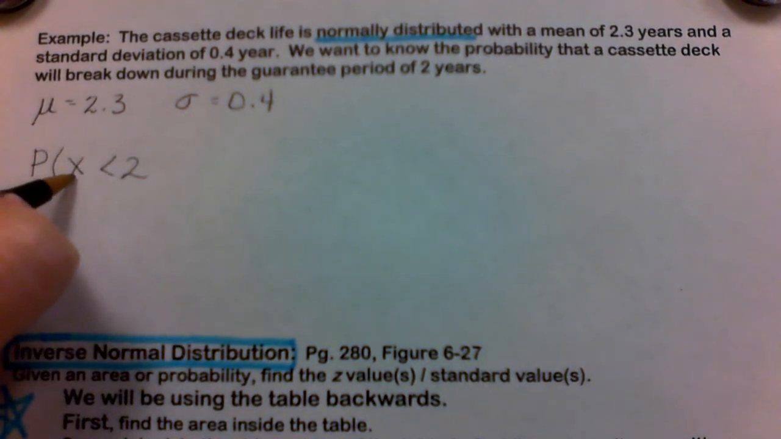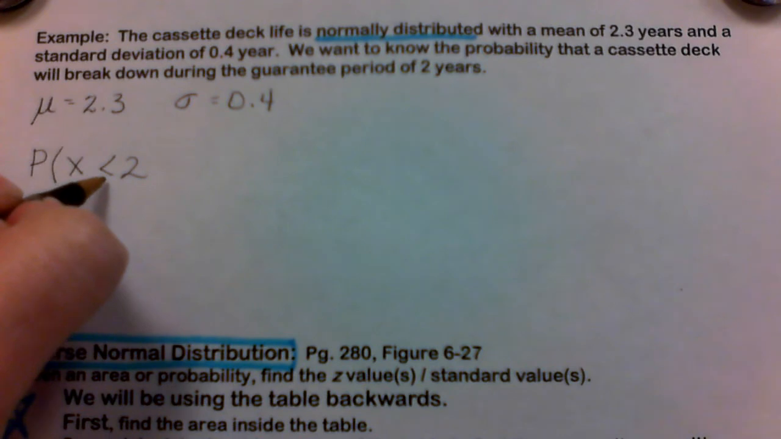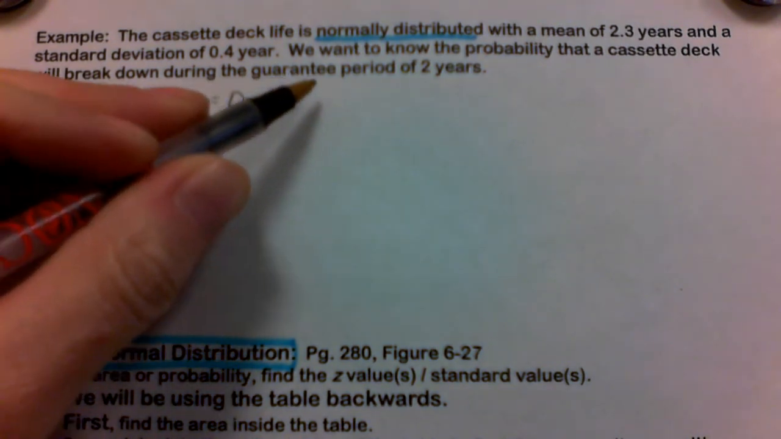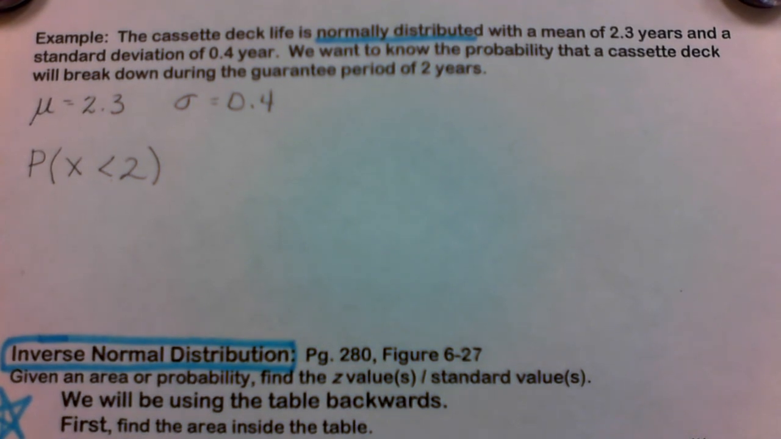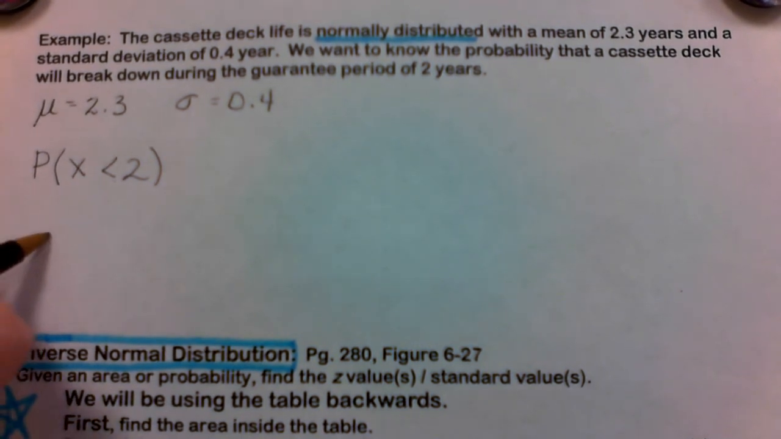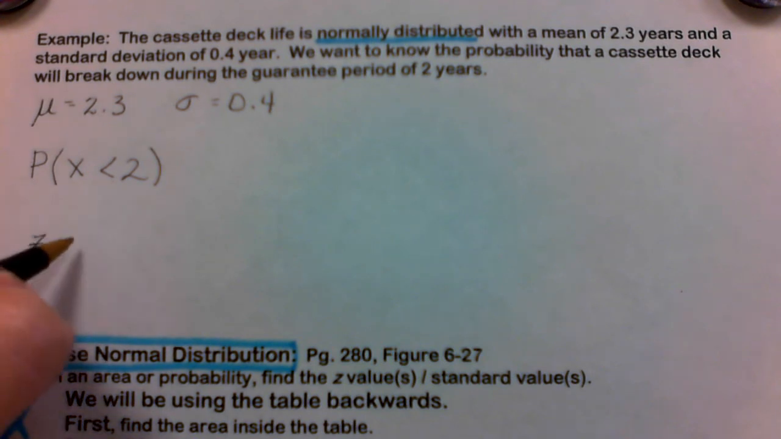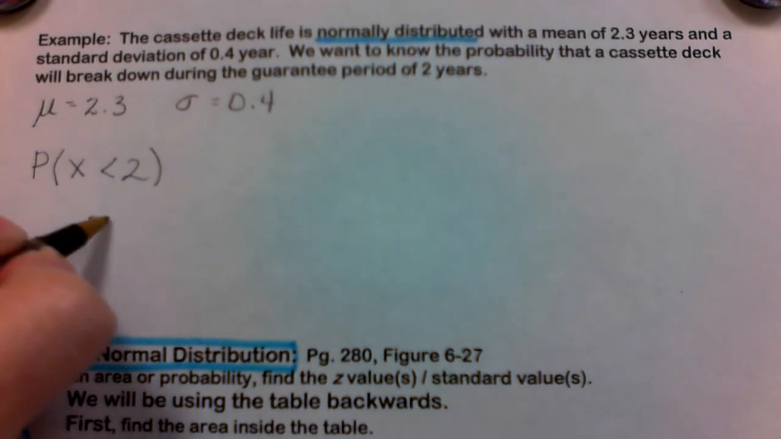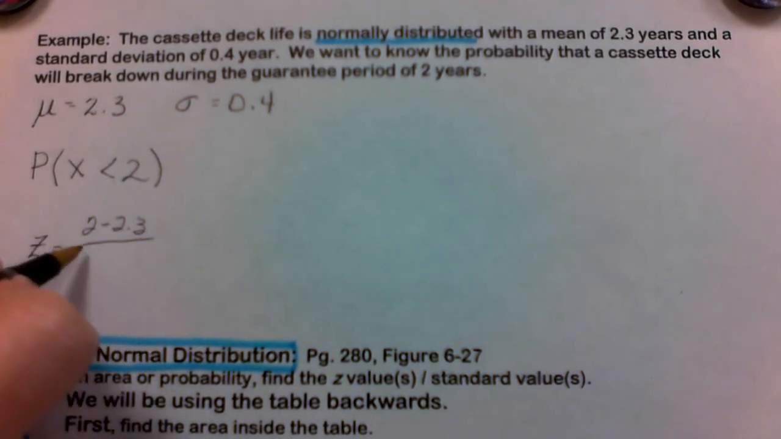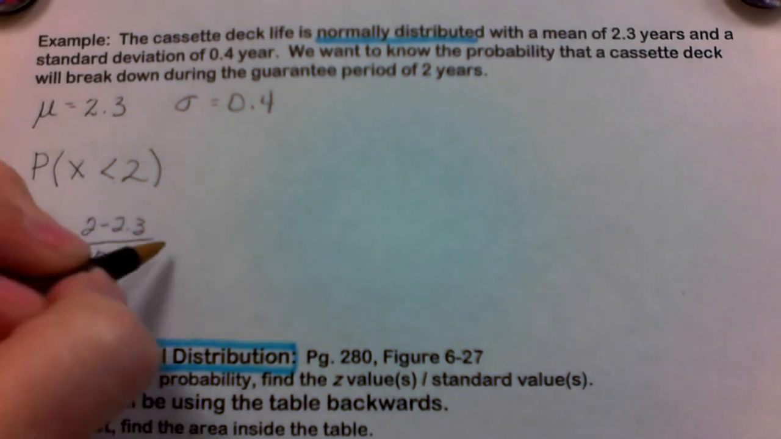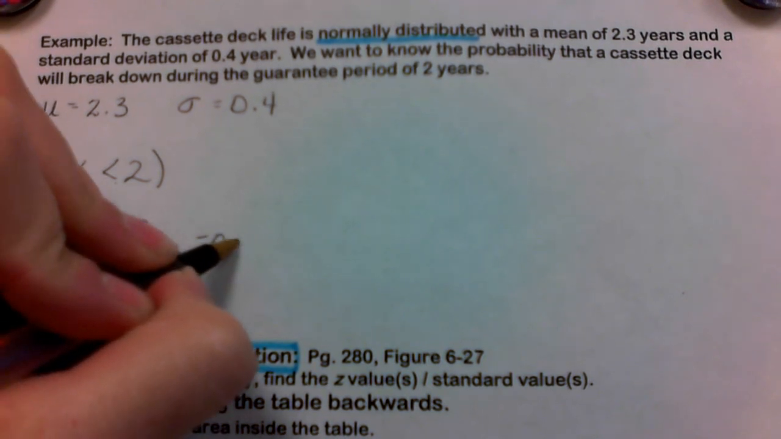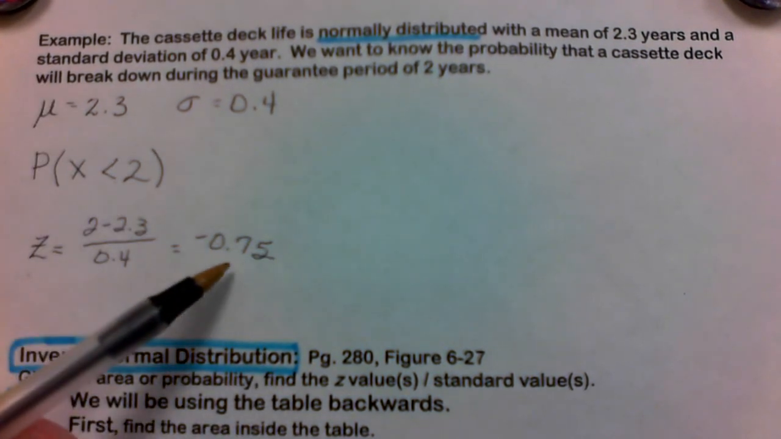So x, the breakdown period, is anything less than, or let's see, during the guarantee period of 2 years, so it'd be less than 2 years. So I have my x value. It's a less than, so I know all I have to do is use the number from the table. So what I'm going to do is convert that to its z value so I can actually use the table and get 2 minus 2.3 divided by 0.4. I'm going to put that into my calculator, and I calculate -0.75.